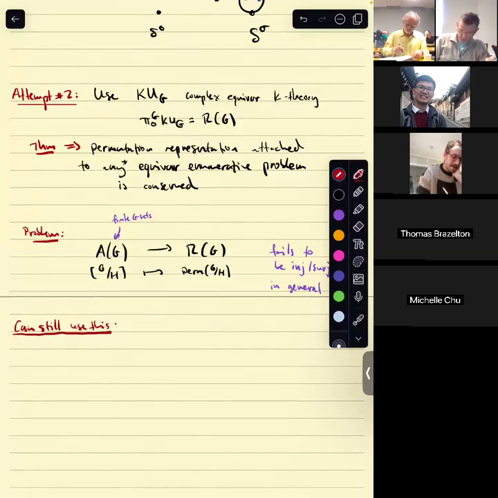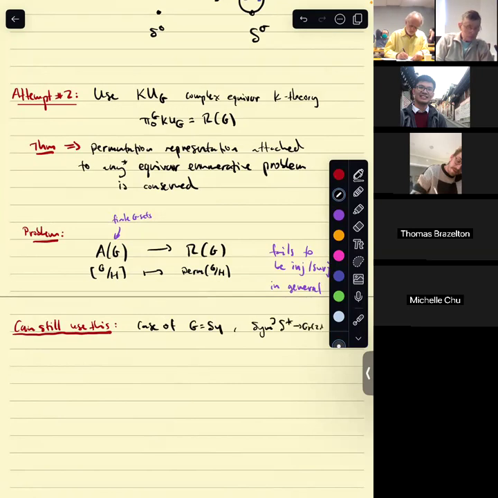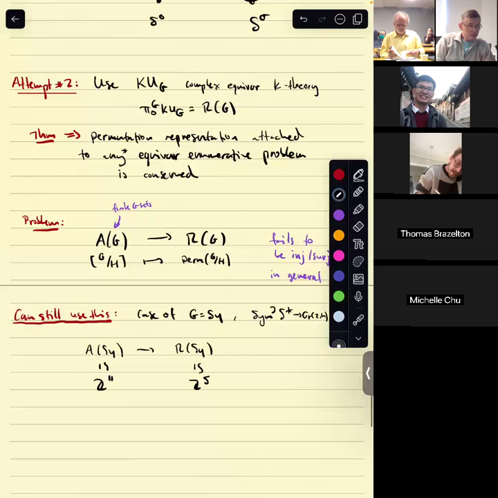Okay, so why am I able to use this? Let's use the case of G equals S4, and this symmetric lines on a symmetric cubic surface problem. What I have is this A of S4 mapping to R of S4. This thing is 11-dimensional. It's indexed on the conjugacy classes of subgroups. This is 5-dimensional because it's conjugacy classes of elements. And it will be surjective in this case.